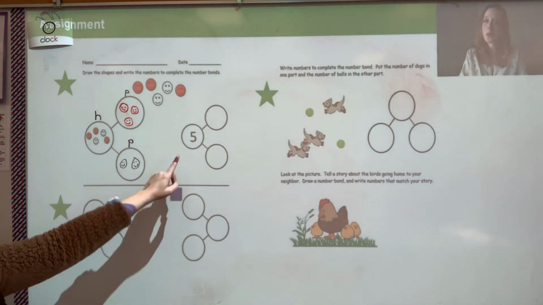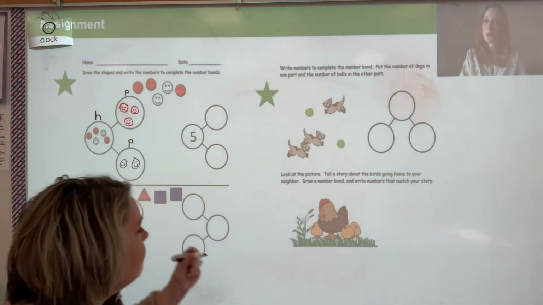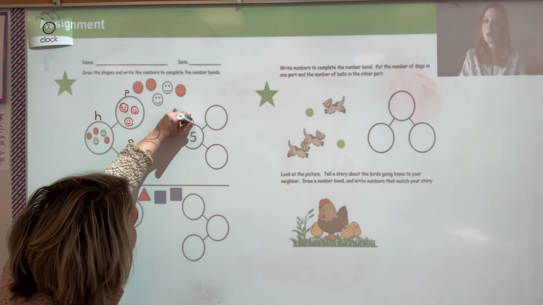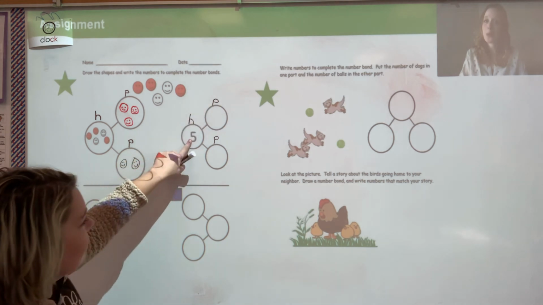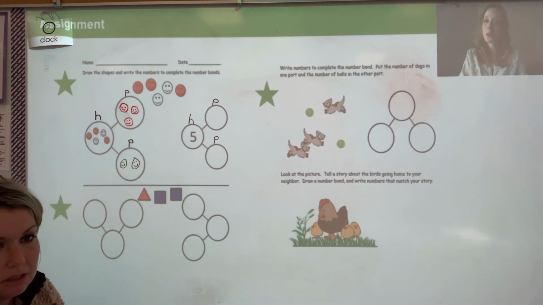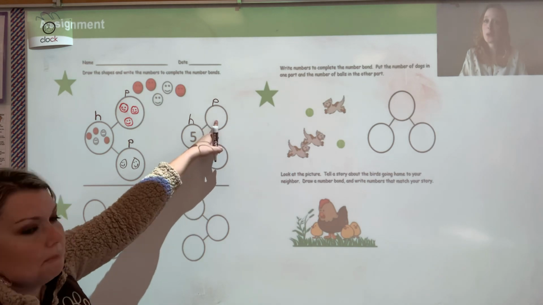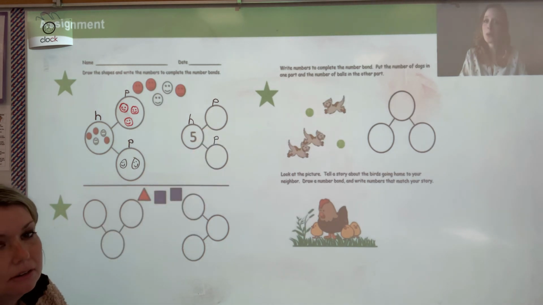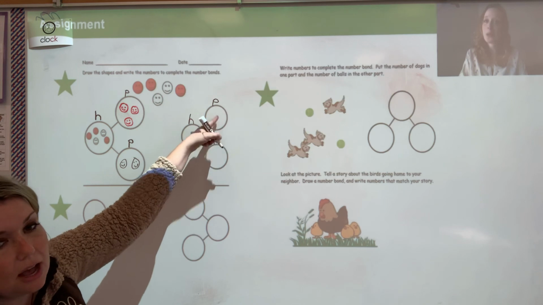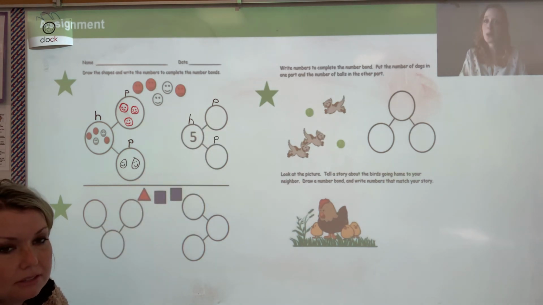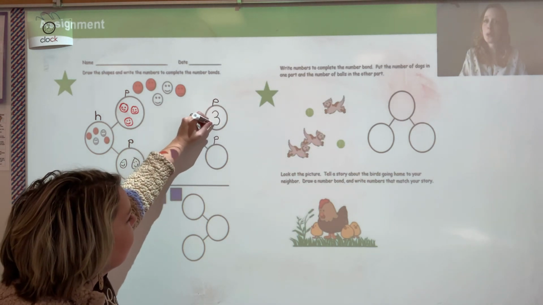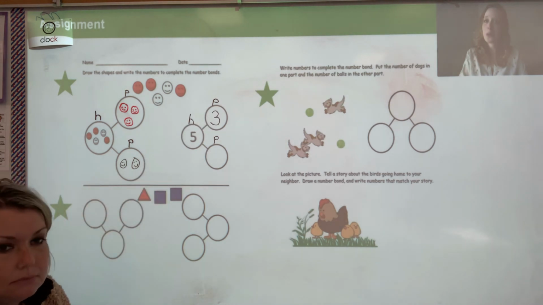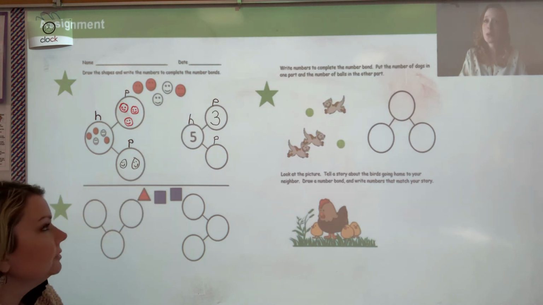Now, over here, if I label it, I have my whole and my 2 parts. My whole is done for me. I have 5. I need to write the number over here for the part. What number can I write for this top circle? Show me with your fingers. Very good. I see lots of friends showing me the number 3. So I'm gonna put 3 in the top part.